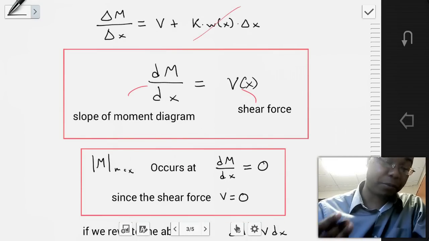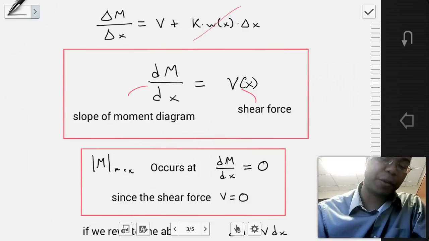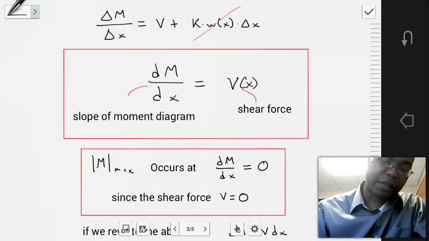Now, an interesting property of this equation is that, if we think about it closely, we can find the points at which the moment within a function is maximized. The maximum magnitude of the moment is going to occur when the derivative of the moment with respect to x is equal to 0. And this is because the maximum moment is going to occur when the shear forces are equal to 0.